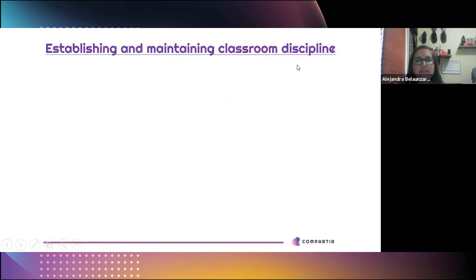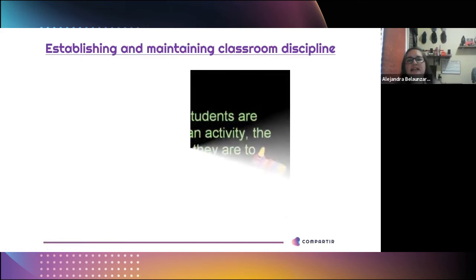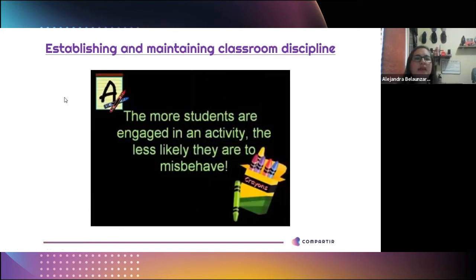So we're going to move on to the next element, which is establishing and maintaining classroom discipline. The idea on this is that the more students are engaged in an activity, the less likely they are to misbehave. Okay, this is a general idea. We know that this does not always happen. I can have a perfect class, and however, my students are not behaving correctly because they are tired, or because it is hot, or because, I don't know, probably an event is coming and they are nervous. So we have a lot of situations that can make my students misbehave, okay?